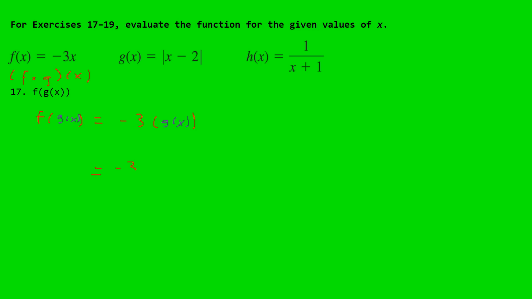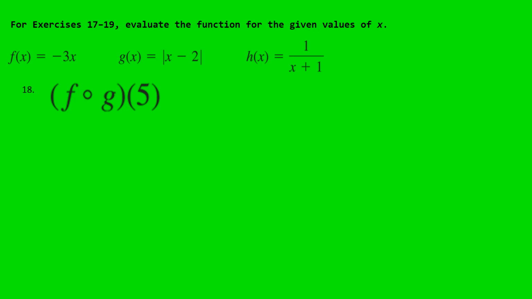But what is g of x? Again, f multiplies its input by -3. That input is g of x. What is g of x? Absolute value of x minus 2. Of course, we don't need those parentheses. And so the answer is just -3 times the absolute value of x minus 2.